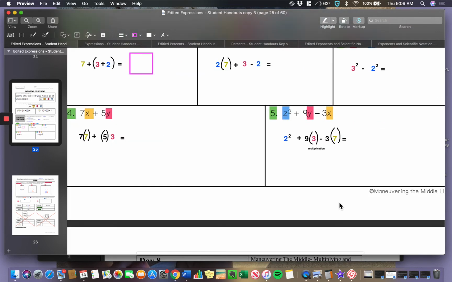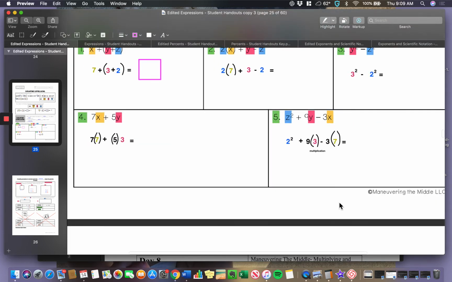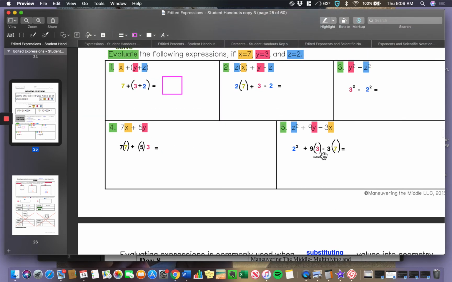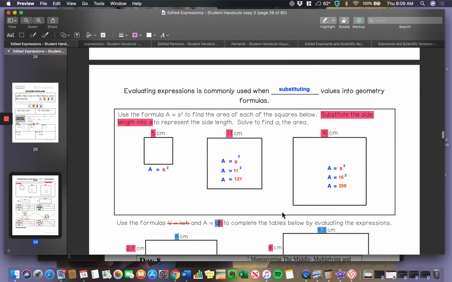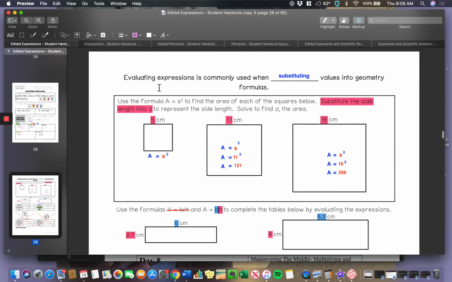I did give you the Photomath app, so if you are having trouble, you can always take a picture of this rewritten on a piece of paper, just like this, and you can use your Photomath app to help you out. Alright, so evaluating expressions is commonly used when substituting values into geometry formulas.